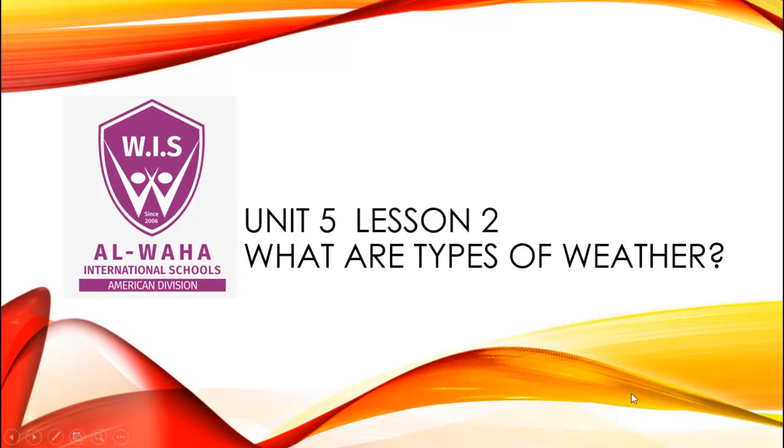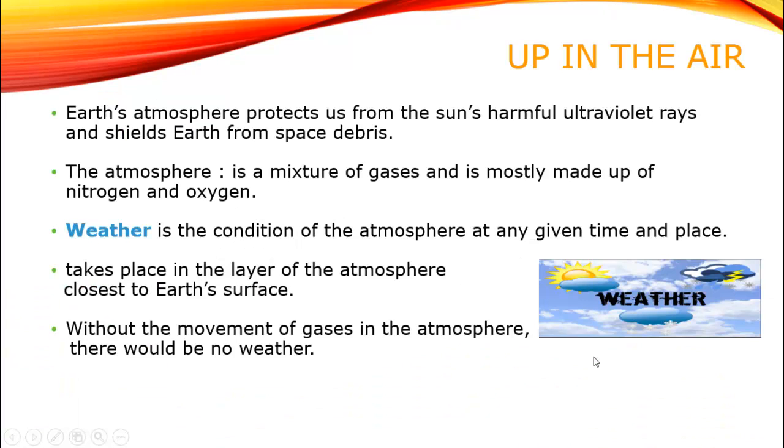Today we will start lesson 2. What are types of weather? First we must know that we have something called atmosphere, and atmosphere is a mixture of gases. It surrounds the Earth. It protects us from the sun's harmful rays and shields Earth from space debris. And the atmosphere is a mixture of gases mostly made of nitrogen and oxygen.